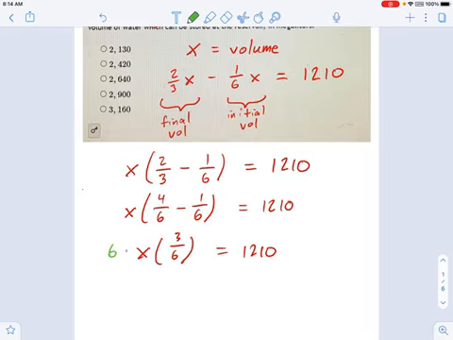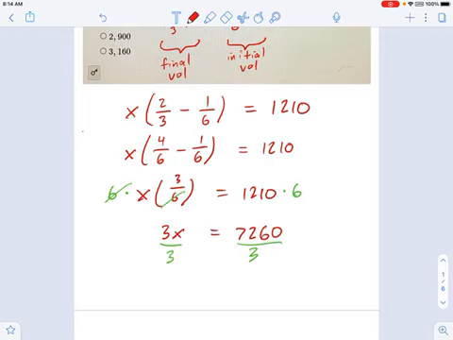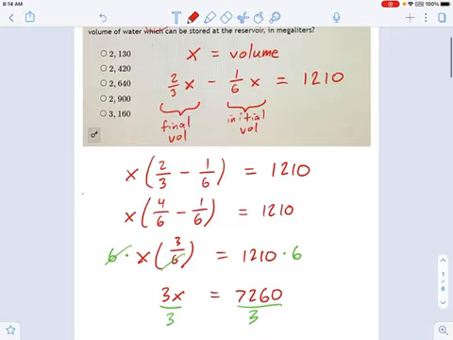I'm going to multiply each side by 6. Those 6's cross out on the left, and that's going to give me 3x equals 6 times 1,210, which is 7,260 megaliters. Now, last step, I want x by itself, so I try to isolate it by dividing each side by 3. 7,260 divided by 3. So that means x equals 2,420 megaliters of water. Maximum capacity for this reservoir.